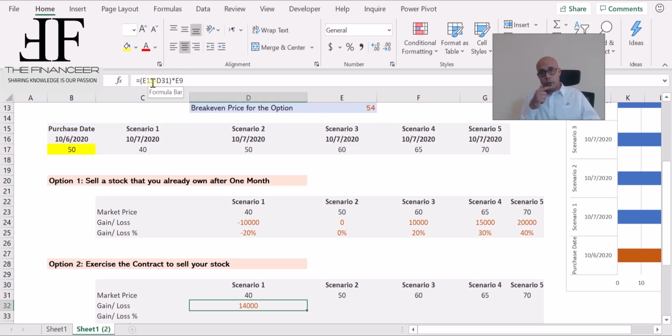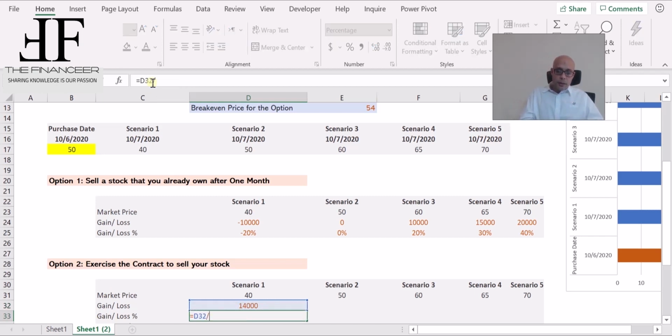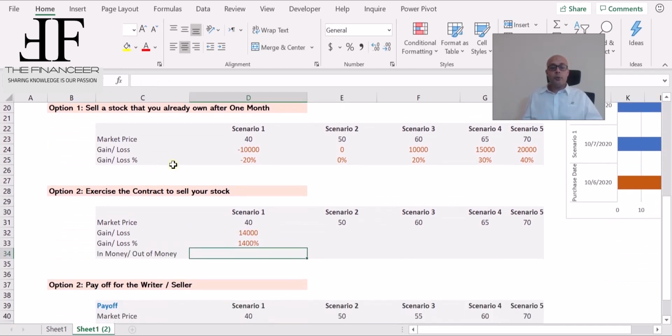You know how much did you pay in the beginning in order to acquire this put option? You paid $1,000. So $1,000 you paid initially, and now you got a gain equal to $14,000. Do you know how much is the percentage of the gain? It is 14,000 divided by $1,000 that you paid in order to purchase this contract. So it is 1,400%. You achieved 14 times your investment as a gain.